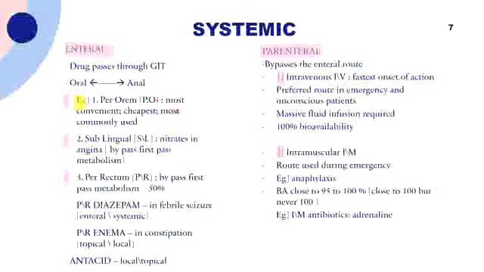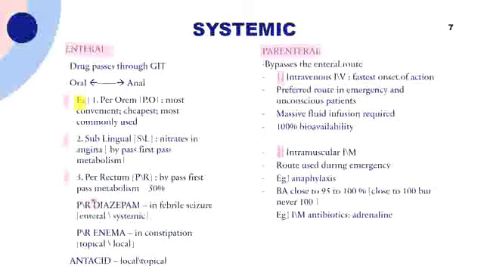Per oral is convenient, cheapest and most commonly used. We most commonly take tablets by mouth. Sublingual: the tablet is kept under the tongue, as in angina, where nitrates are kept sublingually. They also bypass first pass metabolism, as the drug is absorbed under the tongue and doesn't have to go through the GIT. So this bypasses first pass metabolism.